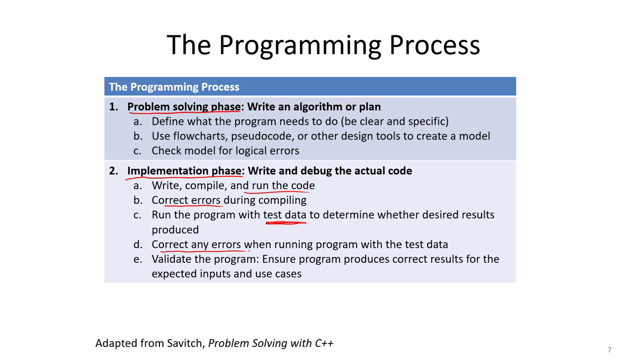The last step is the validation step, where we make sure that the program is producing correct results for all the expected inputs and use cases that we see. So notice it's very important that you start out with a good plan, because the last thing you want to do is have to go back and redo your planning and your algorithm. Or if you miss some important part in your algorithm, you may run into a lot of errors when you try to test and implement your program.